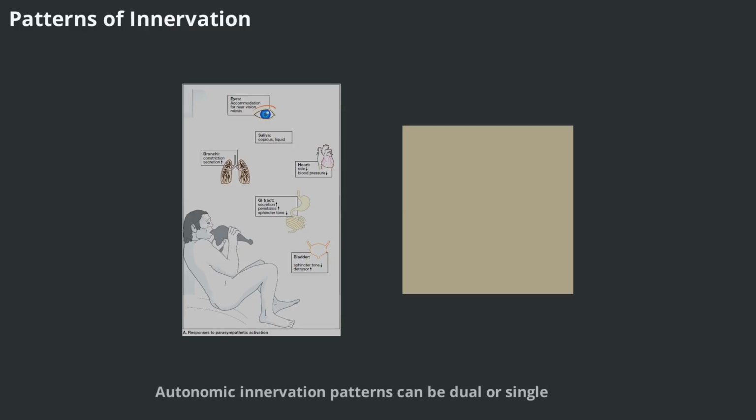Autonomic innervation patterns can be dual or single. Dual innervation means an organ receives input from both sympathetic and parasympathetic systems, often with opposite or complementary effects.